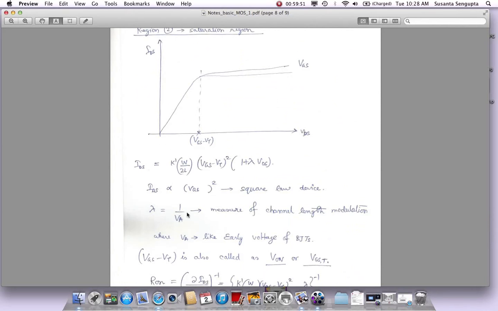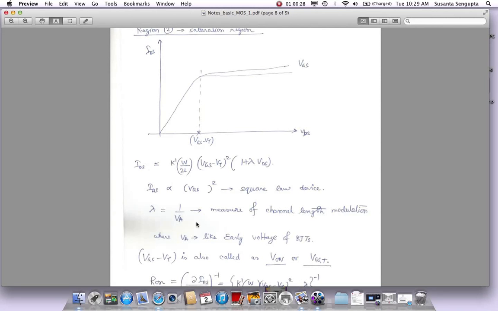In some cases you can also use 1 by VA. VA means the early voltage for a MOS. Early voltage is used in the case of BJTs. How flat this current is, in BJTs it is much flatter, and that's why they are much better current sources and also much better amplifiers. But here the slope is higher, and if you take the inverse of the slope, it will be like the early voltage of this MOS device, similar to the early voltage of the BJTs. Sometimes VGS minus VT is also called V on or VGST.